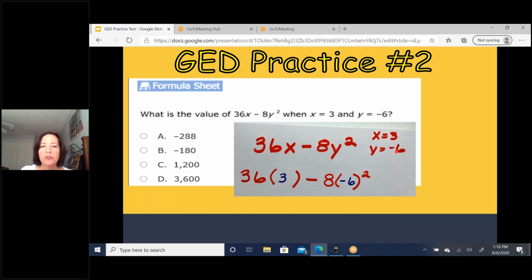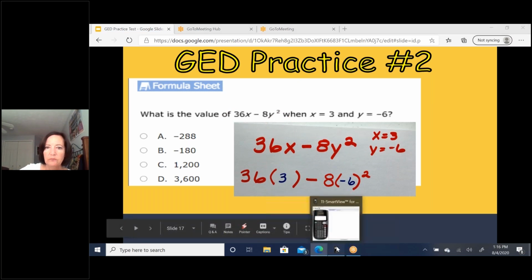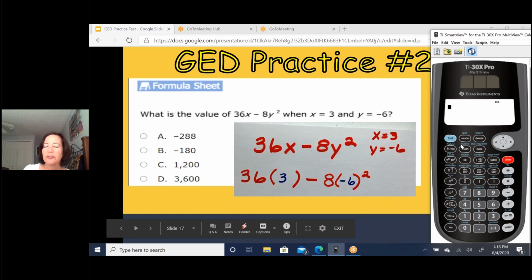I always use parentheses because that will let your calculator or your own brain know that 3 is a separate number and that 3 needs to be multiplied by 36, the same way 36x means 36 is multiplied by x. And here's what I wanted to show you about the calculator. So there's my calculator on the screen. I hope that you can see it.